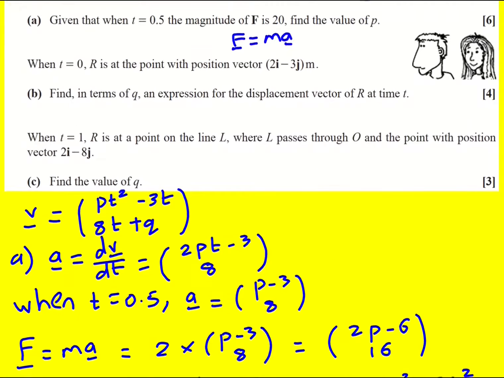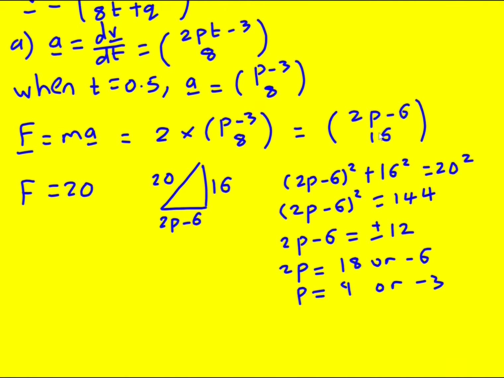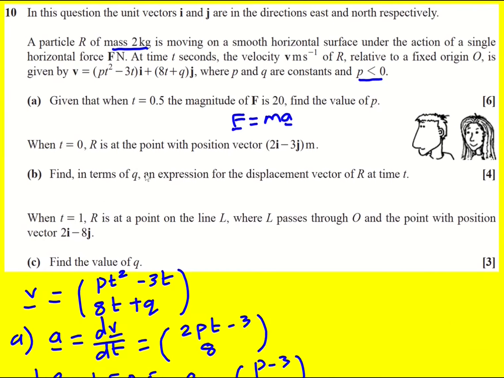Now, I underlined it earlier on, just make sure you make a note of this. P has to be less than 0. So I'm actually going to reject the positive one in this case. You quite often reject the negative, but not here. So P is equal to minus 3. Okay, that's that bit sorted.